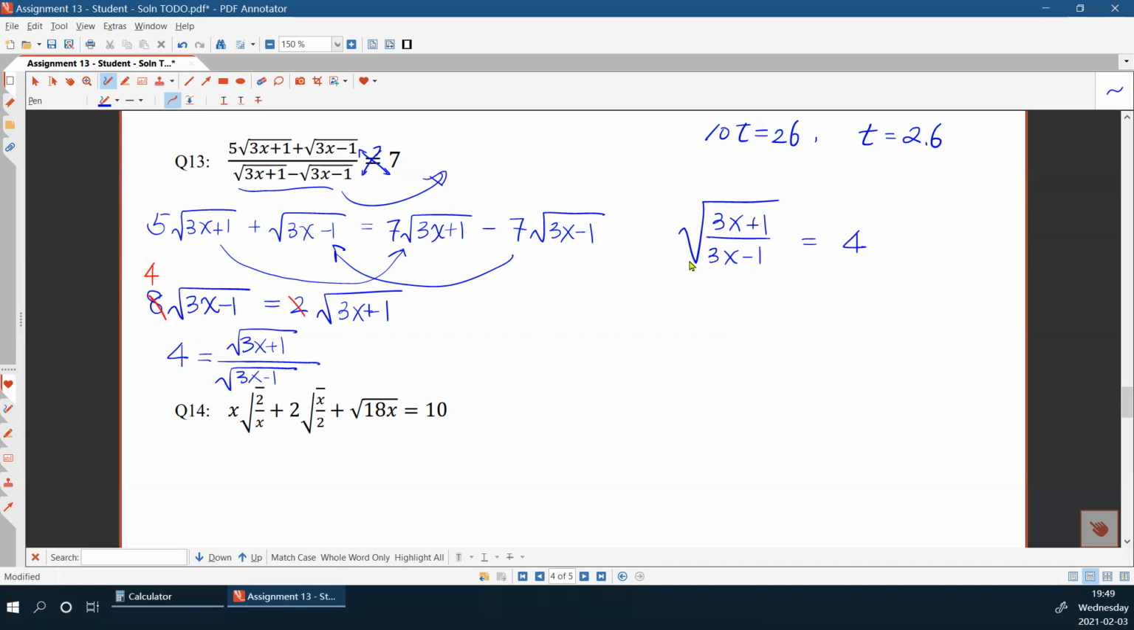So when you have a square root of something is 4, that means the value inside the square root sign is 16, right? Okay, so by cross multiplication, this gives you 3x plus 1 is 48x minus 16, right? Okay, and then we put all the x's together. This gives you 45x equals 17, right? So here we have x equals 17 over 45. Okay, any questions?